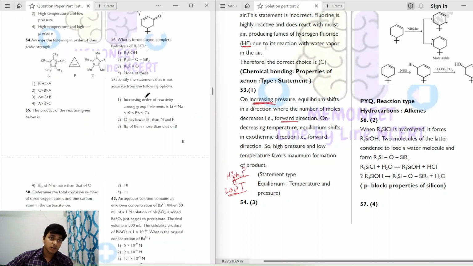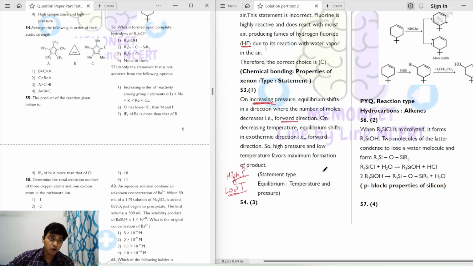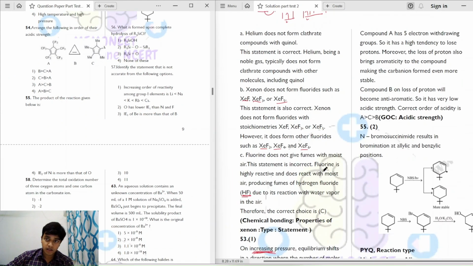Moving on to the next question, it says arrange the following in order of their acidic strength. Right. So we have three compounds and we have to tell which of the following is the strongest acid.